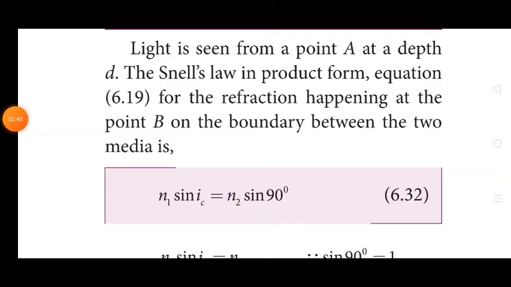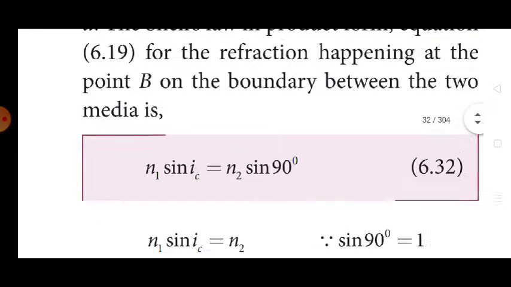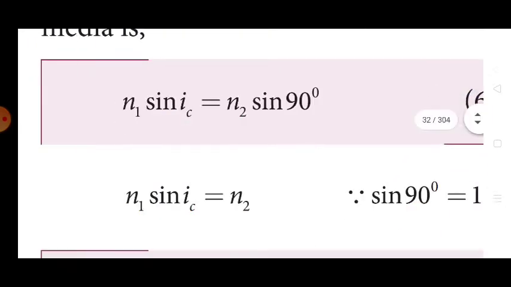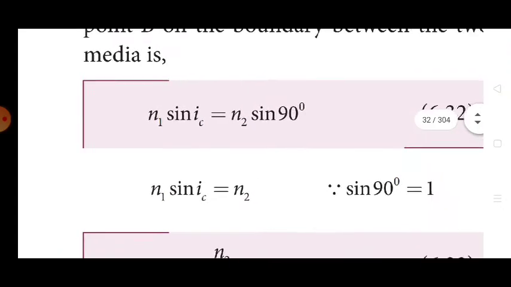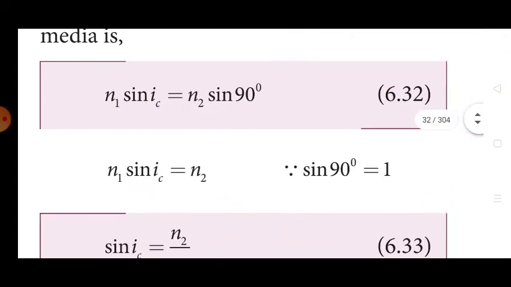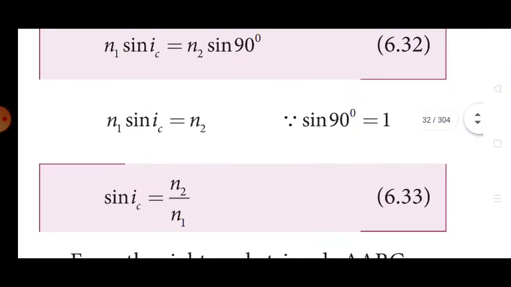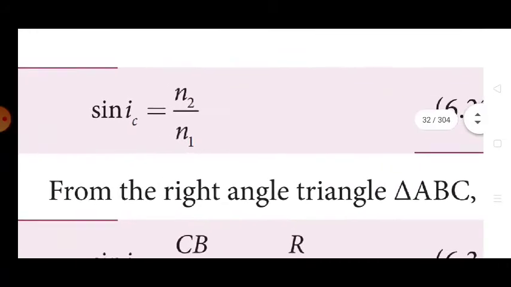Light is seen from a point A at depth d. Snell's law is obtained from equation 6.19. The refraction happening at the point B on the boundary between the two media is n1 sin iC equals n2 sin 90 degrees. So, sin iC is equal to n2 by n1.